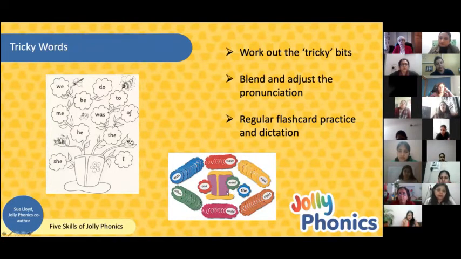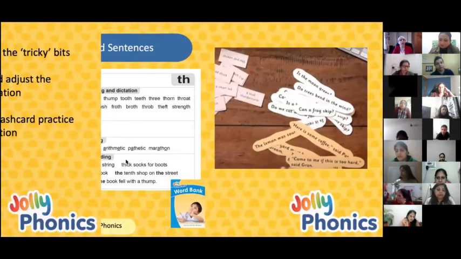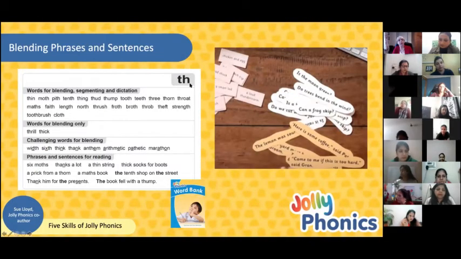We have some tricky word hats, and we can stick the words onto the tricky word hat and have a bit of fun with it. Make displays of these tricky words up on the walls. So you adjust the pronunciation when you've blended them, and then it's just regular practice and dictation, trying to get them to spell them correctly. So there we are with the.